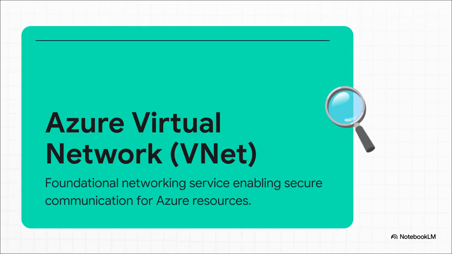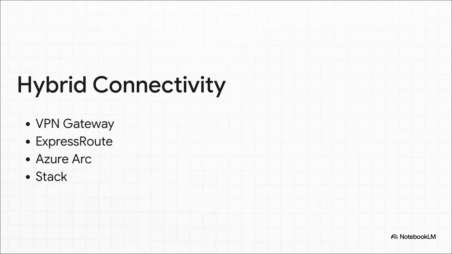Talk about carefully planning IP address spaces, using subnets to segment traffic, leveraging network security groups as filters, and setting up VNet peering to securely connect isolated networks. It's all about ensuring your workloads only talk to exactly who they're explicitly allowed to talk to. And speaking of who they talk to, you're going to get asked about hybrid cloud architecture.